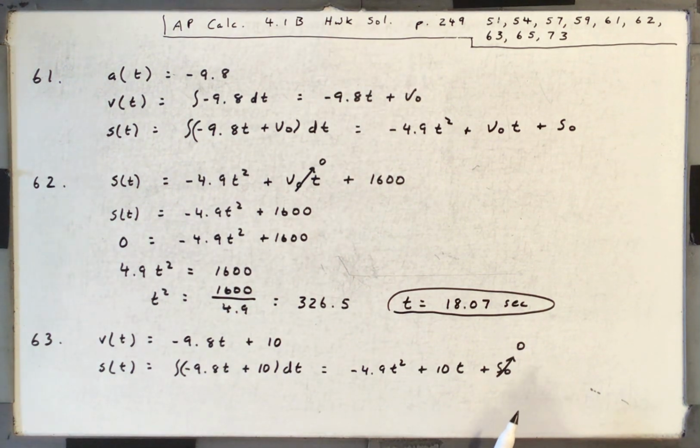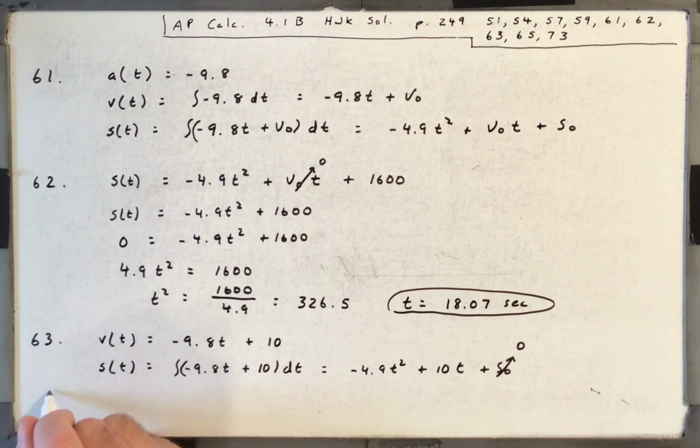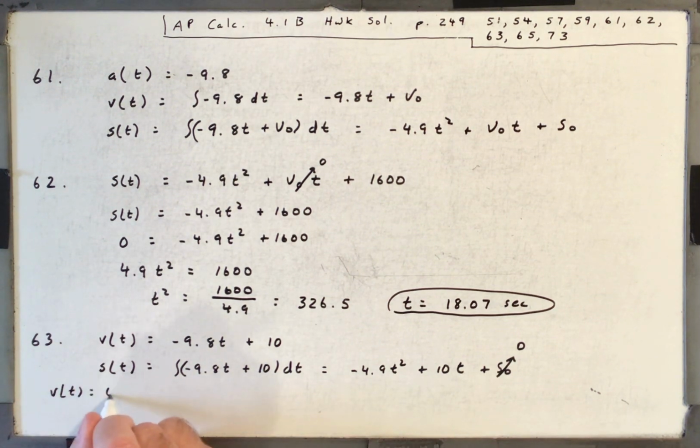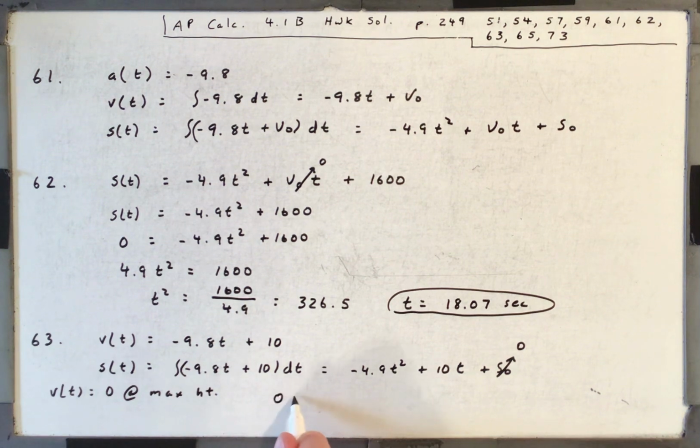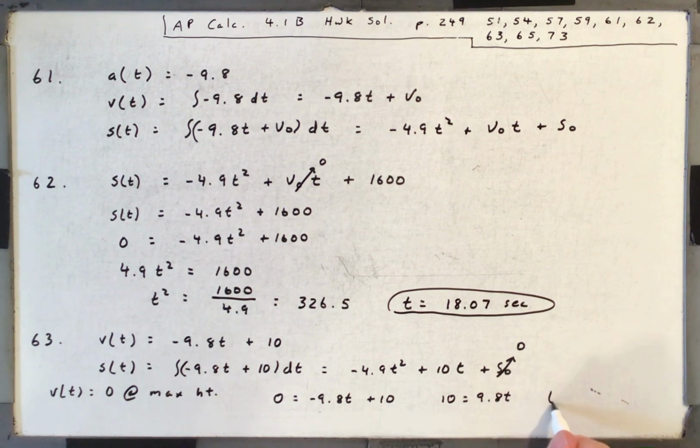Okay, we want to determine maximum height. Well, we know that V of t is equal to 0 at max height. So we can say 0 is equal to negative 9.8 t plus 10. So 10 is equal to 9.8 t. T is just a little bit over 1, right? So it's 1.02 seconds. So that's the time it takes to get to maximum height.